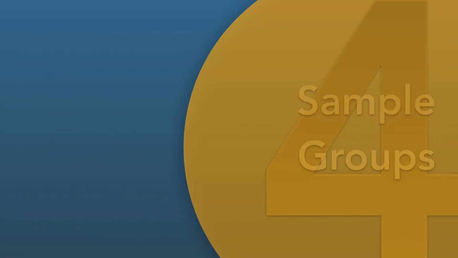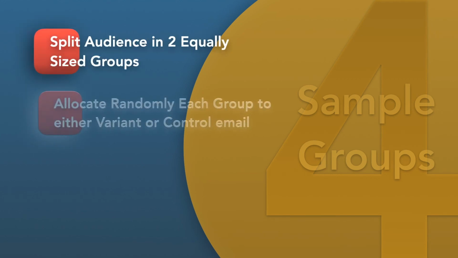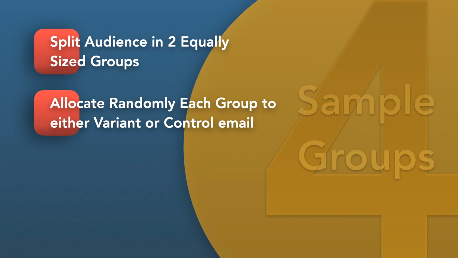For this, you need to split your audience and assign them to version A or B at random and in equal numbers. Do not send the email A to 5 people and the email B to 30 people, as this will render the test void.